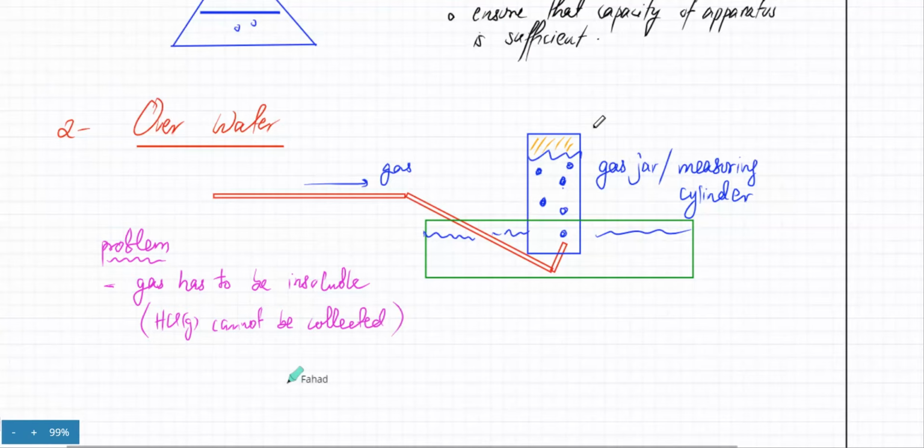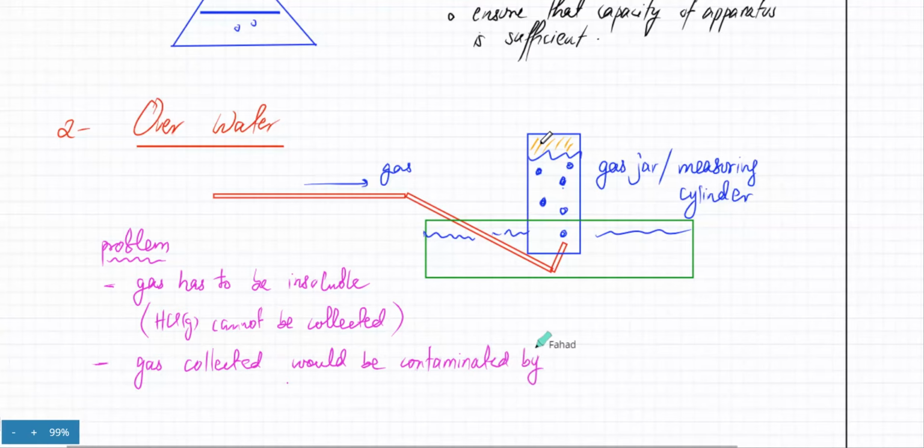The other issue is that the gas you collect would be contaminated by water vapors. Because obviously it is passing through the water, so there's going to be a lot of water vapors over here as well. So the gas is not going to be a dry gas. The gas collected would be contaminated by water vapors. So these are the main two issues with collection over water.